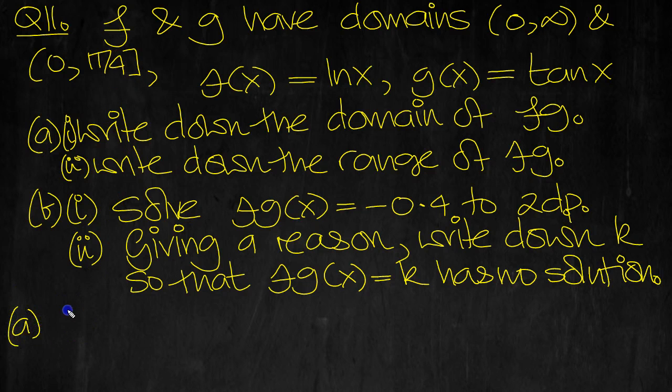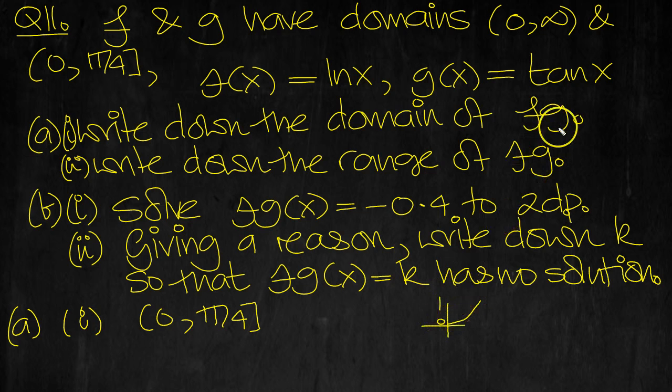So A part 1, the answer would be 0 to pi over 4. So that's the domain of fg. Write down the range of fg, part 2. Okay, so it goes from 0 to pi over 4, so tan goes from 0 to pi over 4, and the tan function will go from 0 to 1, won't it, as it goes from 0 to pi over 4.